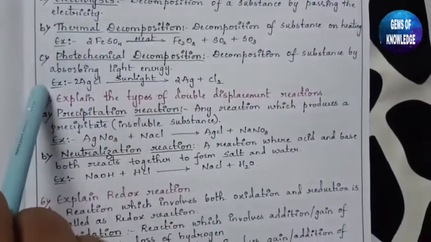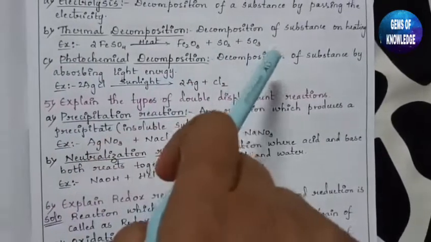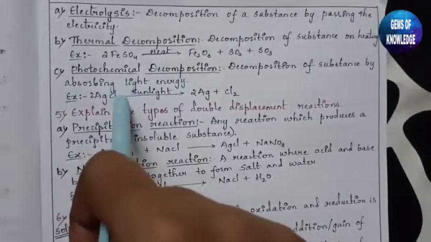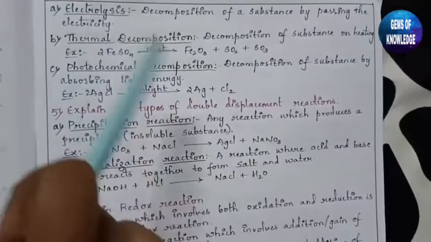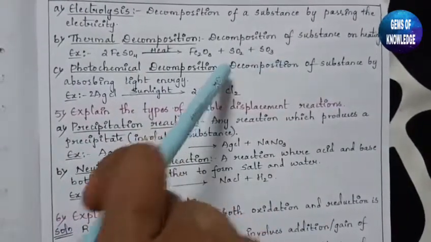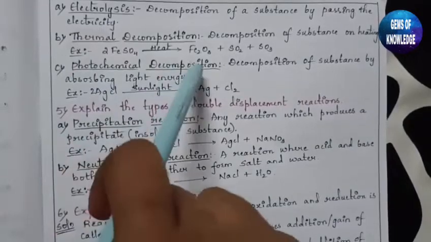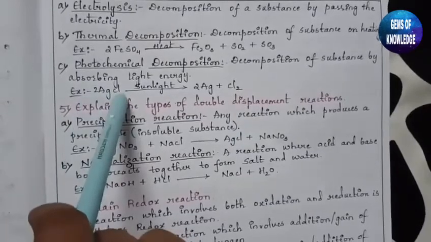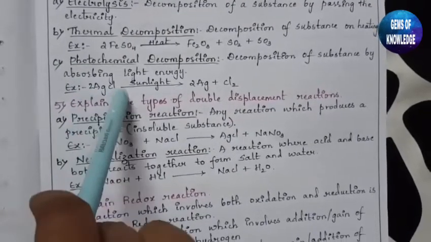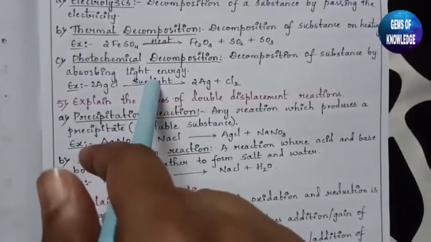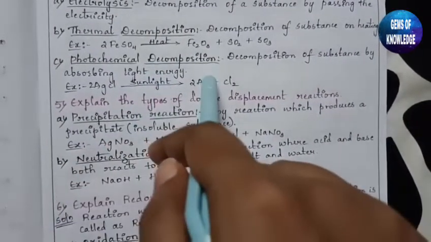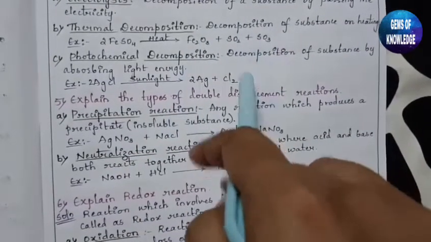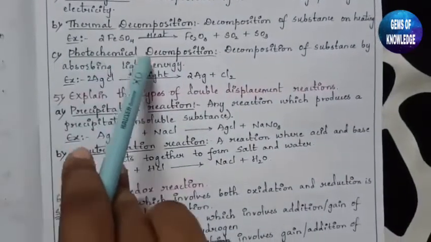Then the next one is photochemical decomposition. This is decomposition of a substance by absorbing light energy. Whatever substance is decomposed by absorbing light energy is called photochemical decomposition. Here the example is given, 2AgCl, that is 2 silver chloride. When you pass sunlight to that AgCl, it gets split up into Ag, which is silver, and chlorine. Silver as well as chlorine. So this is photochemical decomposition.